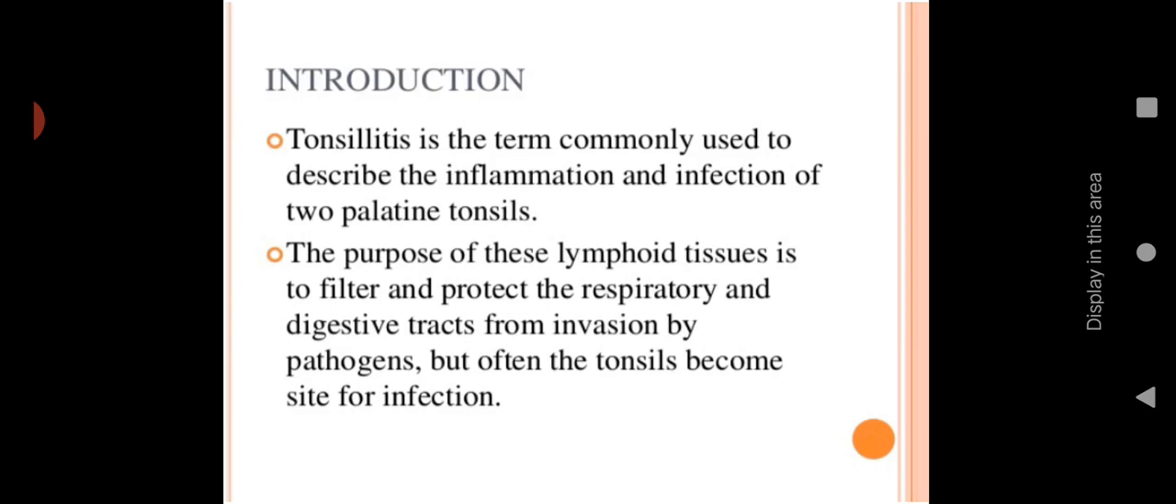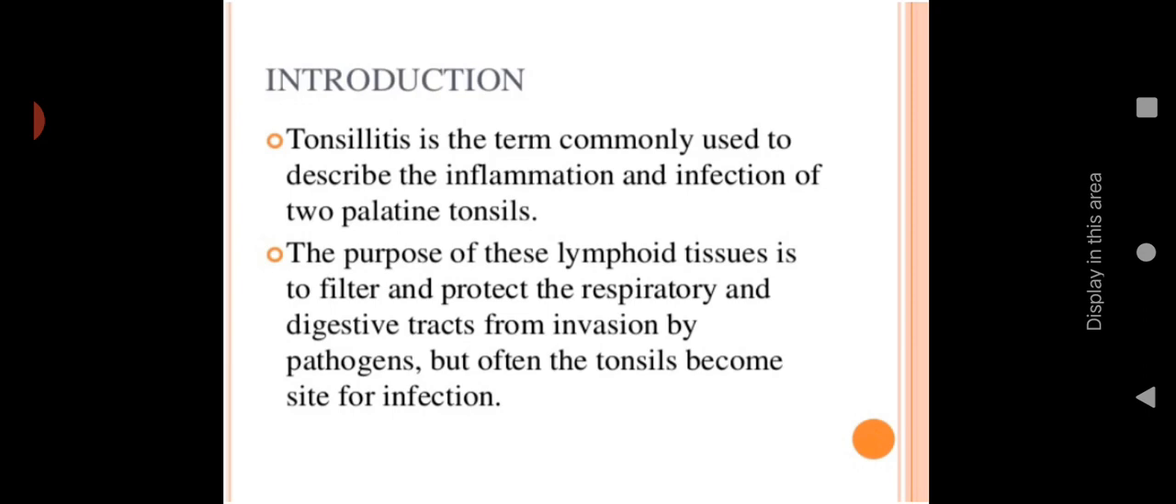So, in our upper respiratory tract, inside the mouth, you can see that two palatine tonsils are present just behind the soft palate. Okay, so just go to anatomy and review anatomy and physiology. You can understand the exact location of the tonsils.